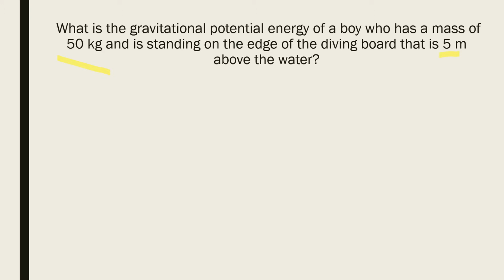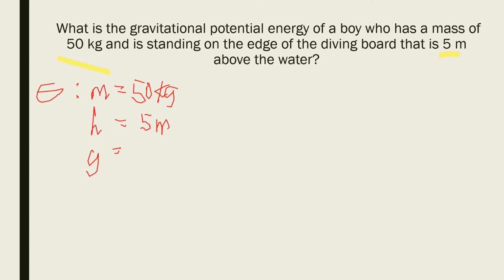So in order for you to better understand this, again, you need to use GRESA. And we all know that GRESA stands for G as a given. And 50 kg, from the unit itself, is equivalent to mass, because the unit kilogram stands for mass, and 5 meter, which is the unit of meter, stands for height. So our height here is equivalent to 5 meter. I told you a while ago that you don't need to solve for acceleration due to gravity, since the standard value for this is 9.8 Newton per kilogram.